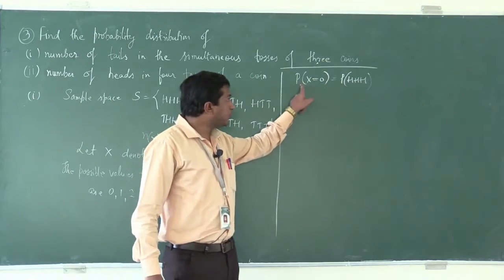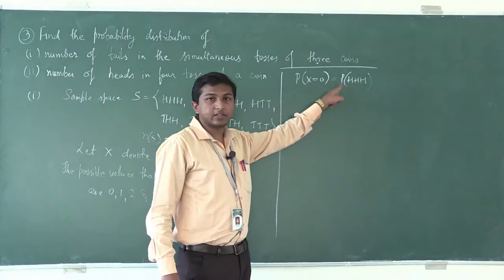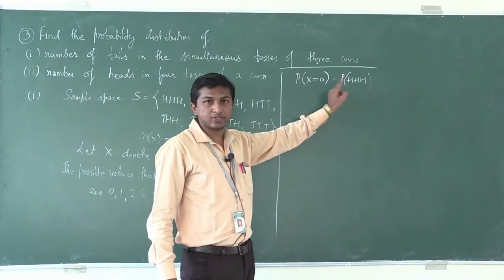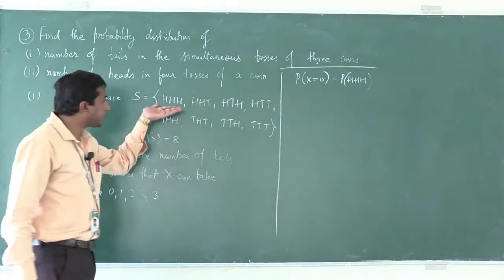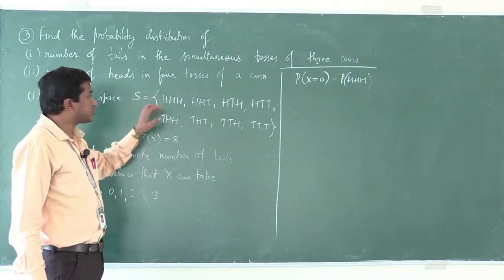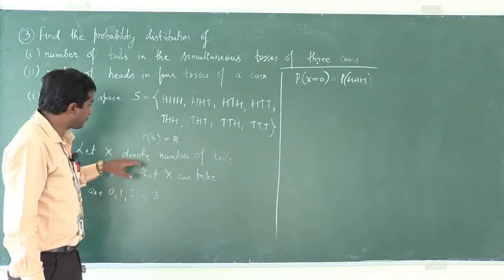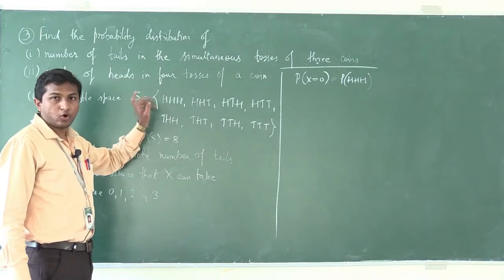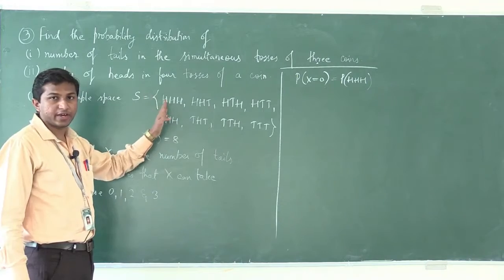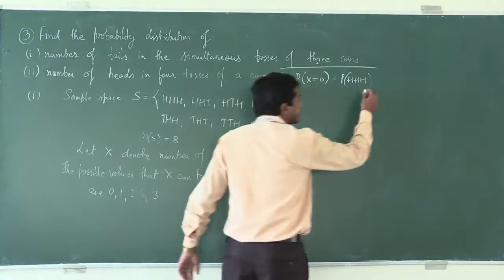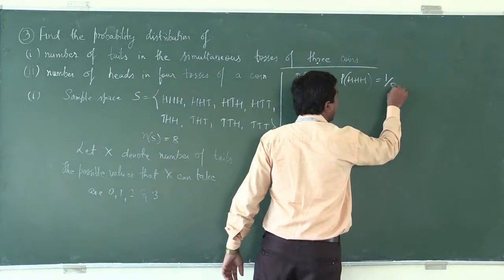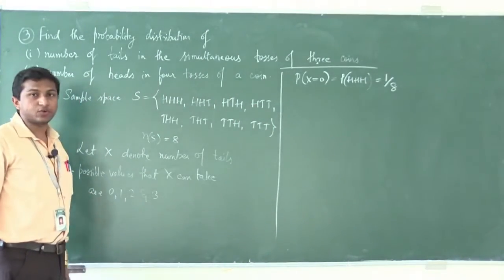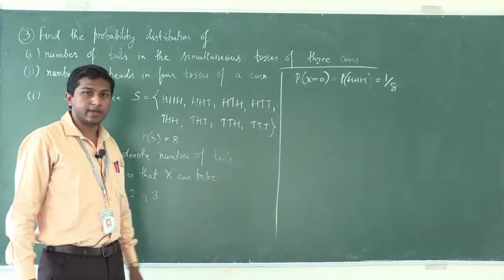Okay, so P of x equals 0 is nothing but equal to the probability of getting the outcome HHH. What is the probability of getting the outcome HHH from this sample space? How many elements are there totally? We have 8 elements. Of that, only one outcome is HHH. So the probability is nothing but 1 by 8. So the probability when x takes the value 0 is 1 by 8.